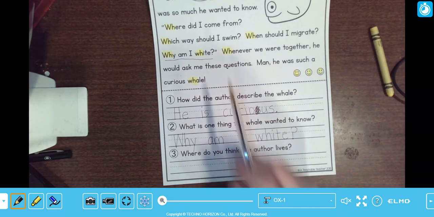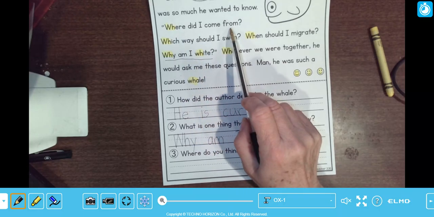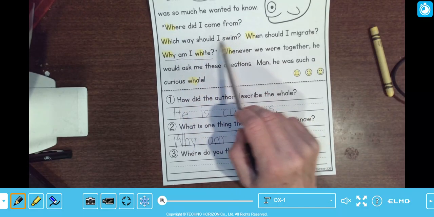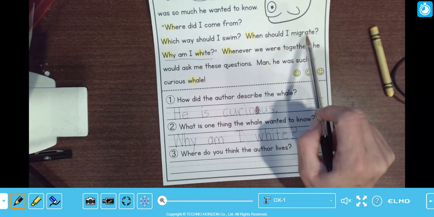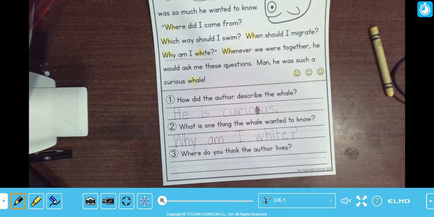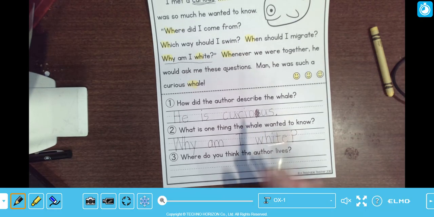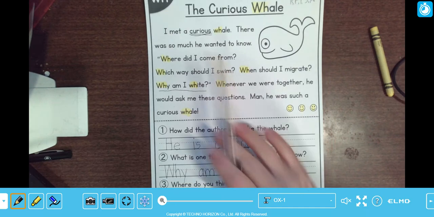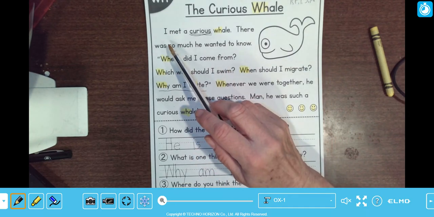Okay, hopefully you copied one of these questions. Where did I come from? Which way should I swim? When should I migrate? Or why am I white? Last question. Where do you think the author lives? So it says, let's read it together, okay?